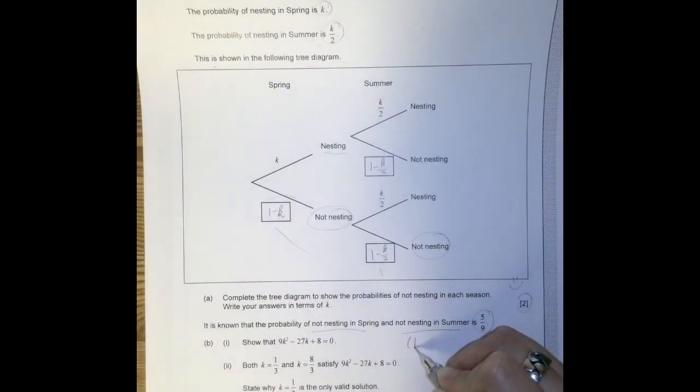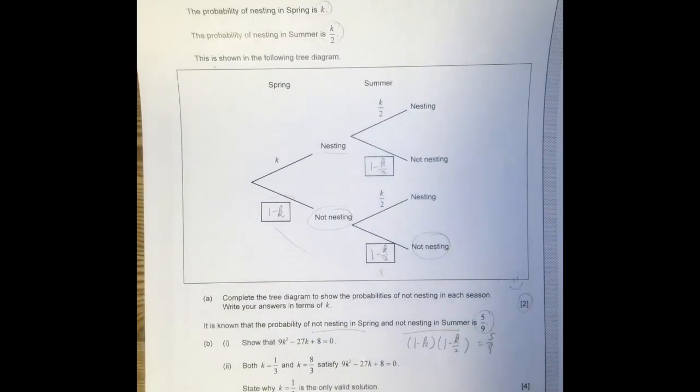So we have (1 minus k) times (1 minus k over 2) equals 5 out of 9. Simplify that, expand it. So we have 1 minus k over 2 minus k plus k squared over 4. This side is still 5 out of 9. So simplify that. We have 1 minus 3 over 2 k plus k squared over 2 equals 5 out of 9. Actually, this is 2. What am I doing here?